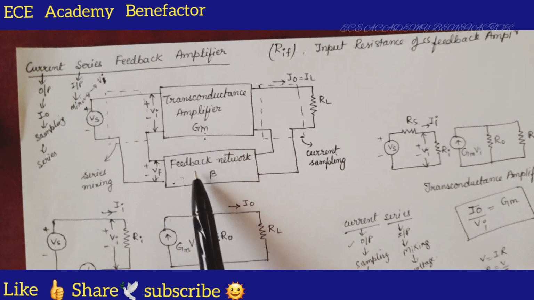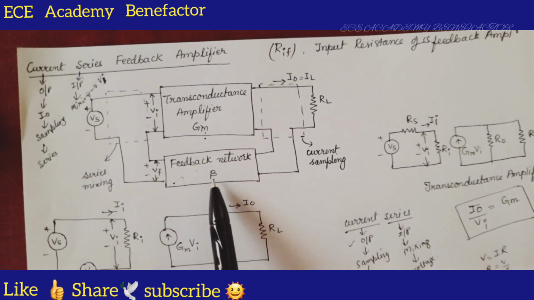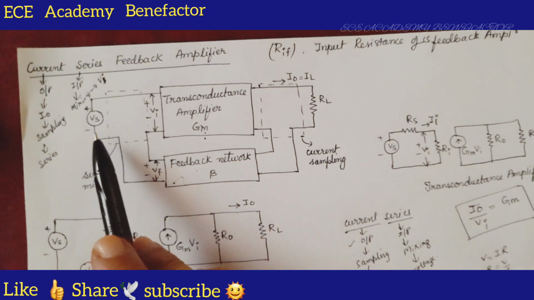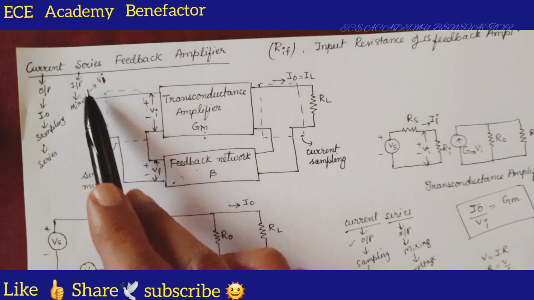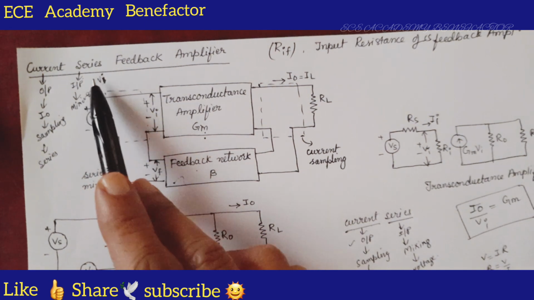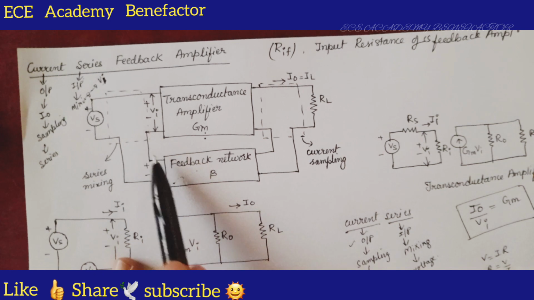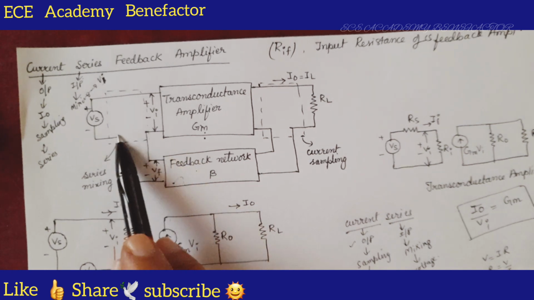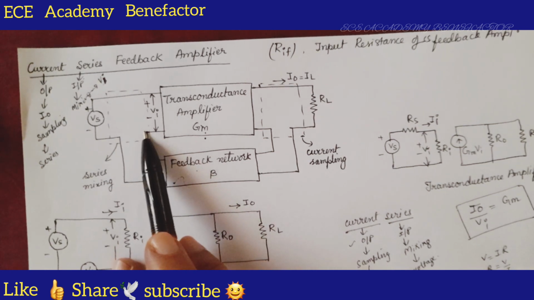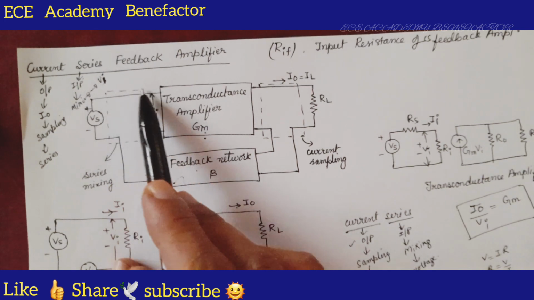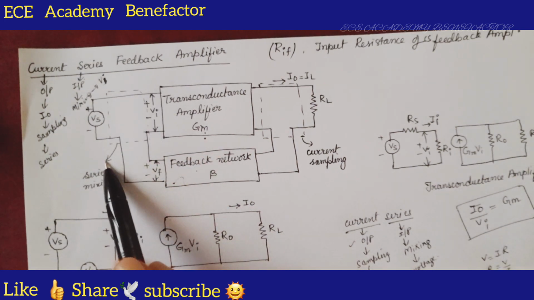To this we have connected a feedback network of ratio beta. At the input side, what is series mixing? If series mixing is done, we need to connect a voltage source. We have connected a voltage source, and series mixing, so it is a series connection. The feedback is connected in series to the input at the input side. This dotted box is showing that it is series mixing.